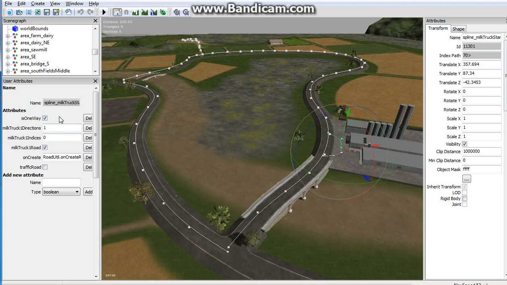The rest of your stuff should be set unless you get a radically different layout here. You'll have to watch what these are set for. Also, the traffic road, the spline dairy is set up as a traffic road also, so both of these are ticked, I think. We'll get to that in a minute.